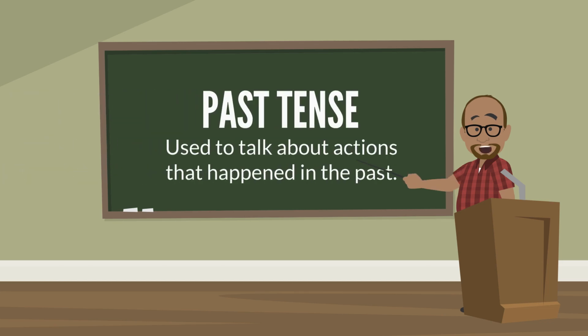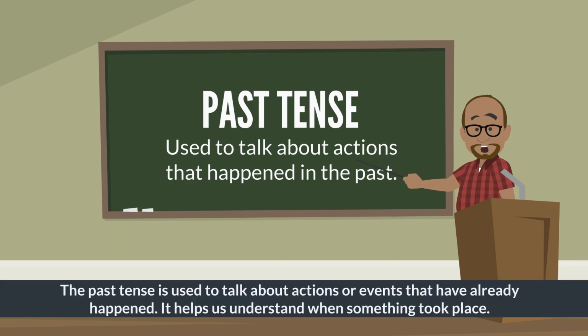Hello, and welcome to our English lesson on the past tense. Today, we'll explore how we talk about actions and events that happened in the past. The past tense is used to talk about actions or events that have already happened. It helps us understand when something took place.